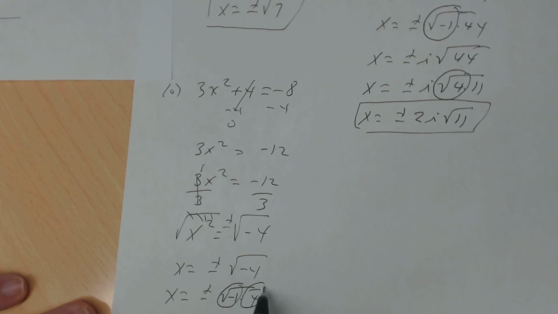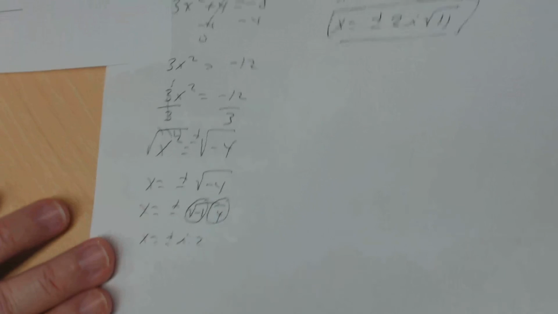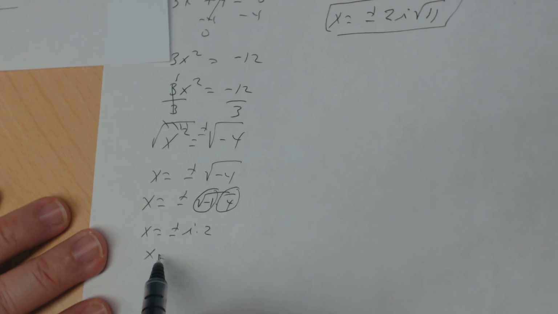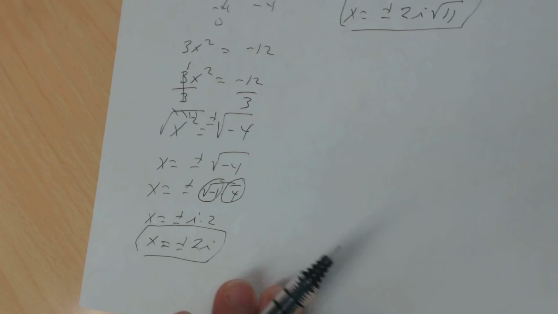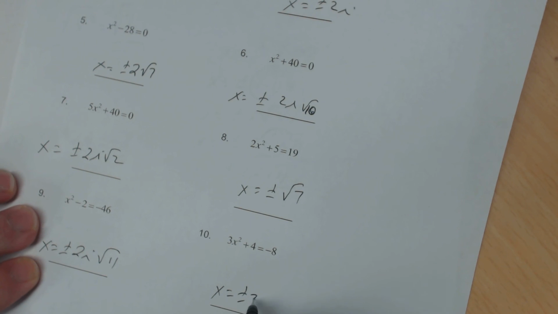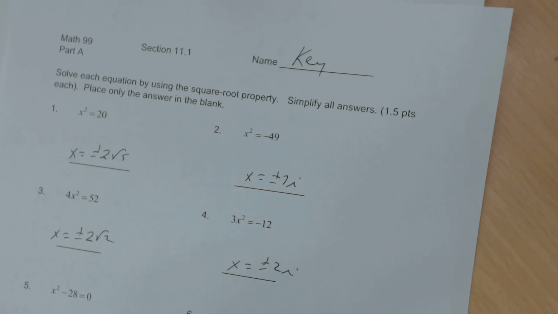The square root of 4 is 2, so we write this as plus or minus 2i. Alright, so that's number 10. Number 10 is plus or minus 2i. Okay, so that's going to take care of the key to section 11.1, part A.